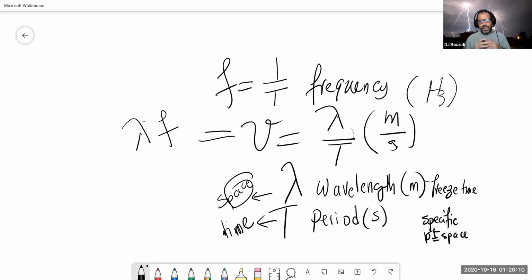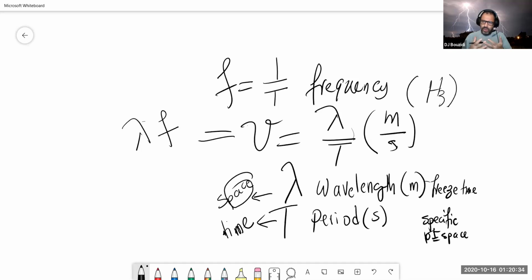This is the algebra we will need for this lab. The wavelength and the period are measured, the first one in meters, the second one in seconds. Since these are the only distance and the only time, the ratio of which is meters per second, that is the velocity of the wave.